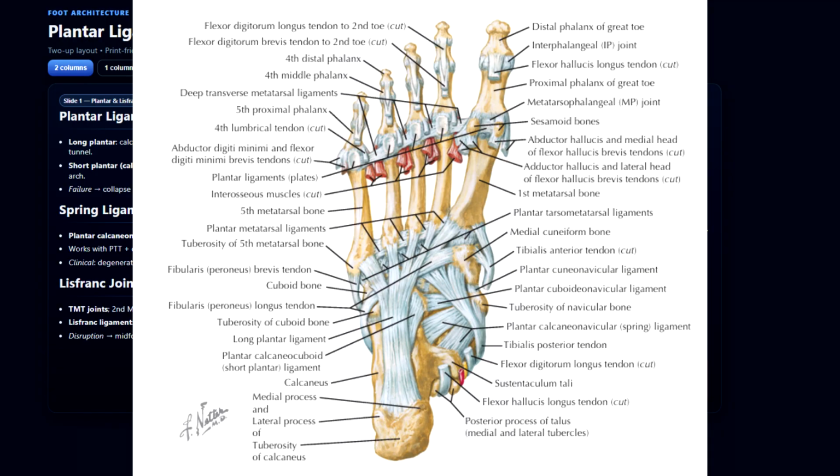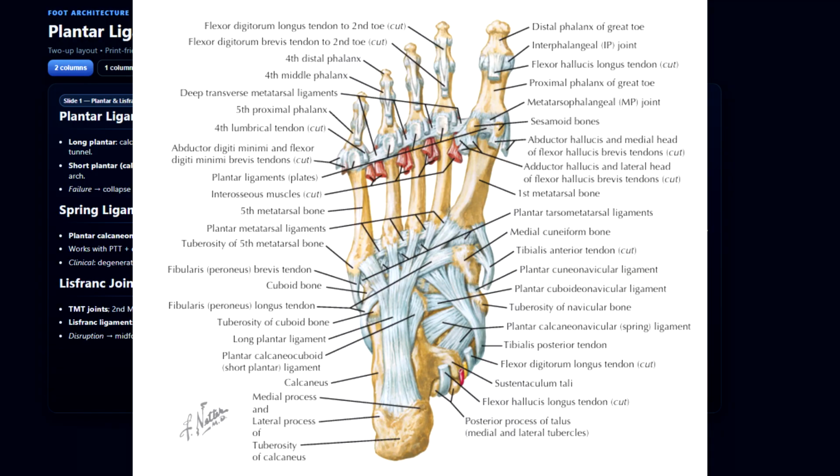On MRI, this ligament often shows thickening and signal changes in patients with posterior tibial tendon dysfunction, and failure of this ligament leads to collapse of the talonavicular joint and subsequent valgus alignment of the hindfoot.